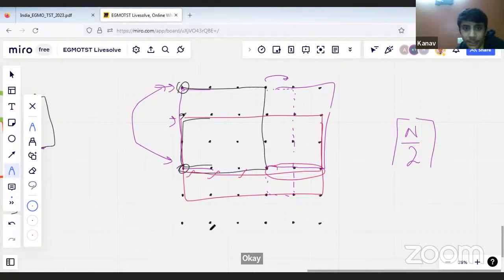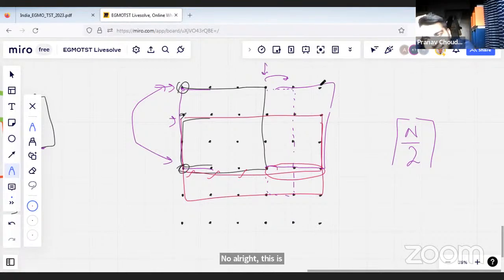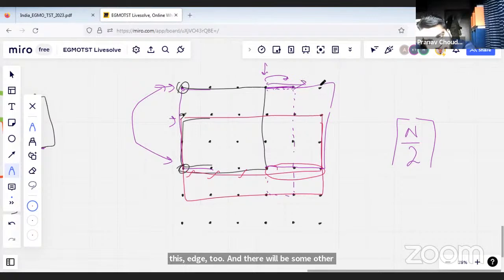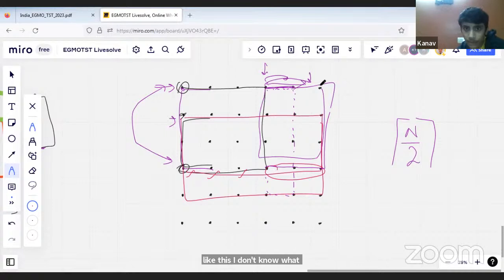So when you were doing this column, this is column, no? This is column. Mhm. So rather than focus, there are two things. You can focus on this edge too. That is, there will be some other rectangle going in this direction. Mhm. So that would pair off this column with something else. This column is something else, giving some rectangle. Something like this, I don't know what. But this rectangle would not be counted before.